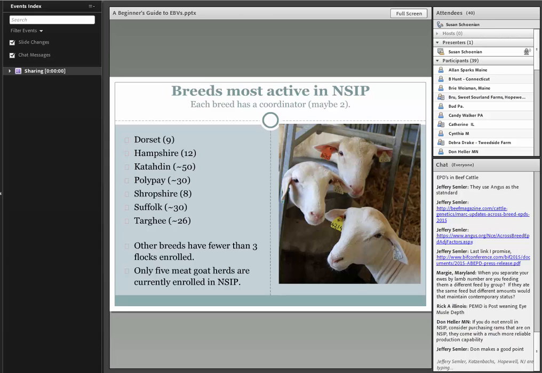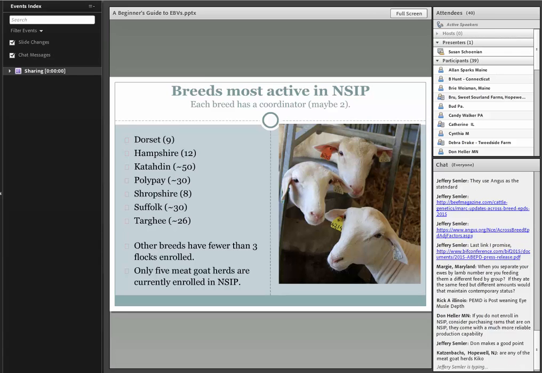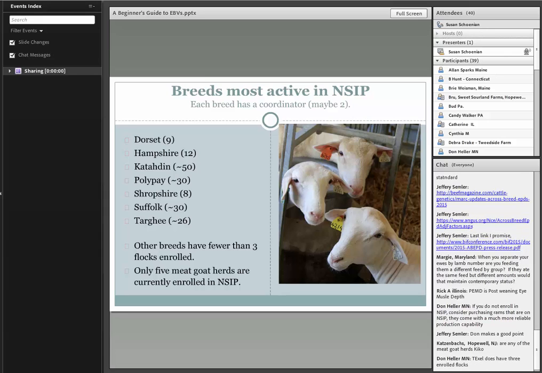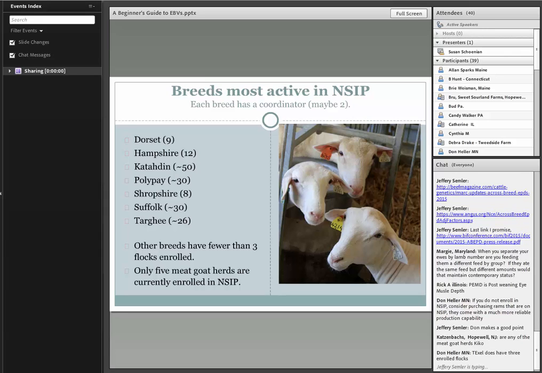All the rest of the breeds, not every breed, but a lot of other breeds have fewer than 3 flocks enrolled. So when the question was asked about Texel, I think they have about 3 flocks. There's some breeds that only have 1. If you're the only one in your breed, again, you can still get within your own flock EBVs. Current enrollment of meat goat herds is only 5. So we need to do a lot of work to try to get more meat goat herds enrolled.